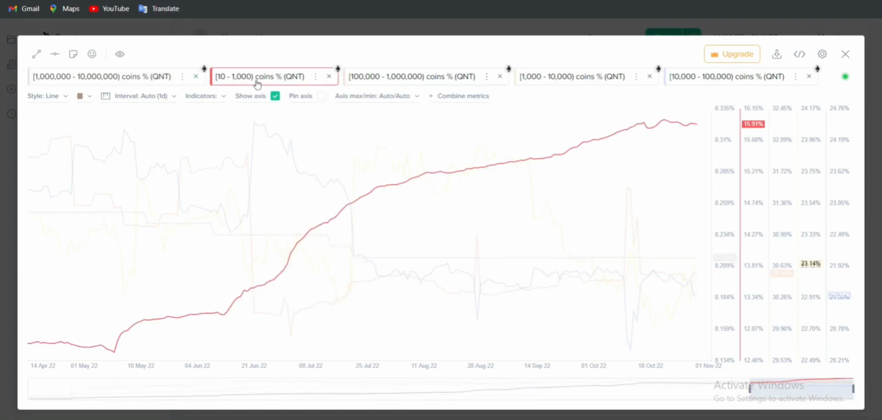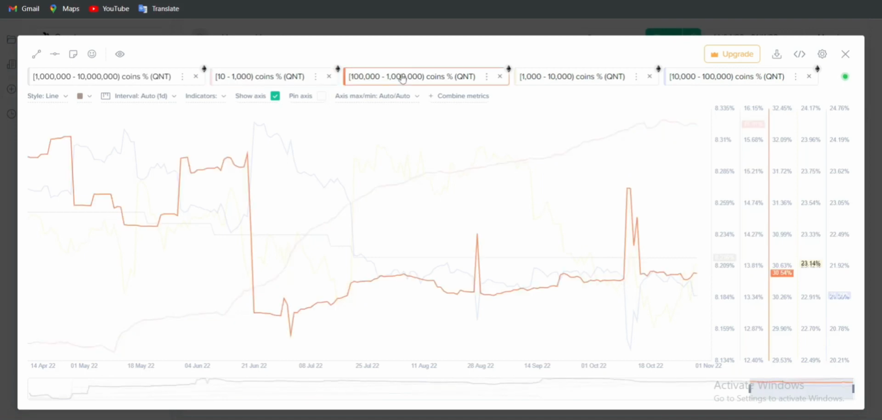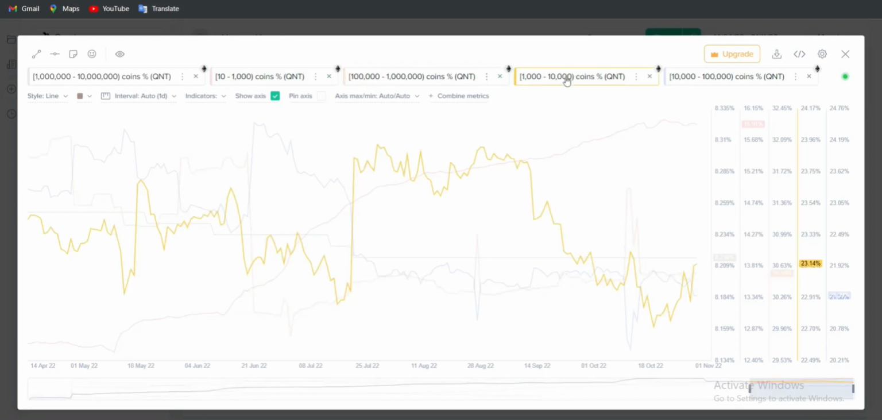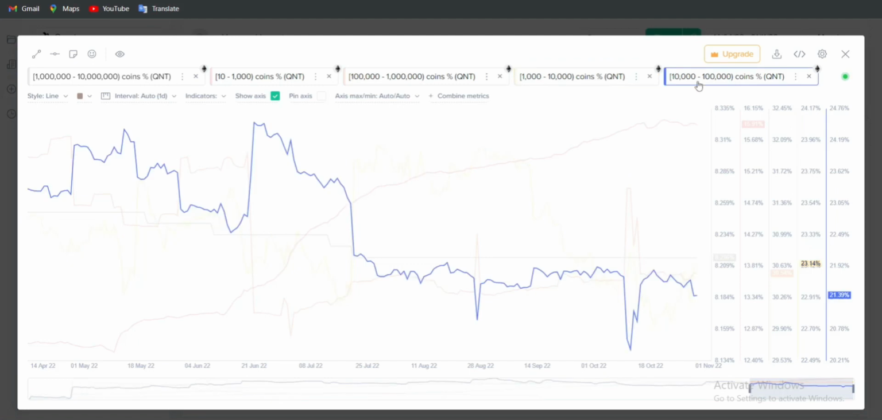And then the addresses that have got 10 to 1,000 coins, they've got something like 16% right here. Addresses that have got 100,000 to a million Quant coins, they've got something like 30.5%. And then those addresses which have got 1,000 to 10,000 coins, they've got something like 23%. Then finally, we have those addresses which have got 10,000 to 100,000 Quant coins right here. They have something like 21%.